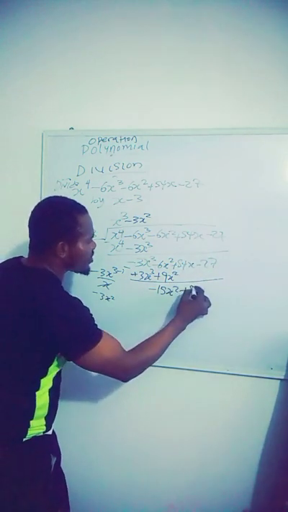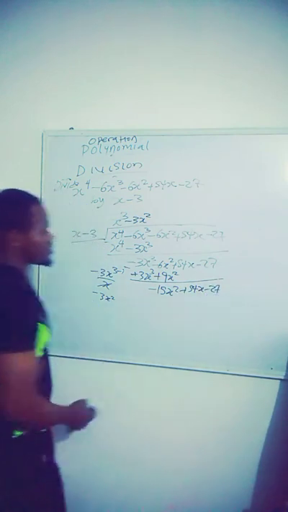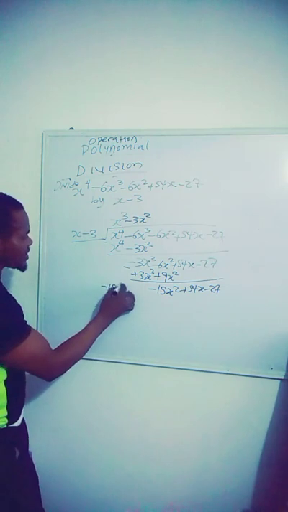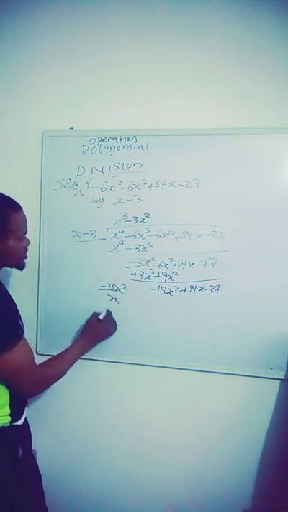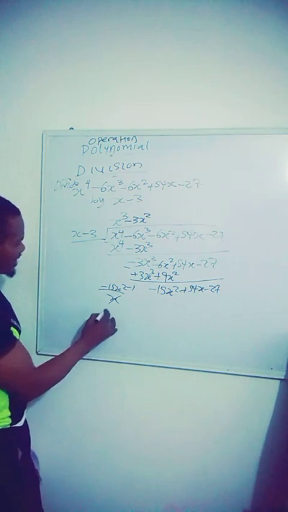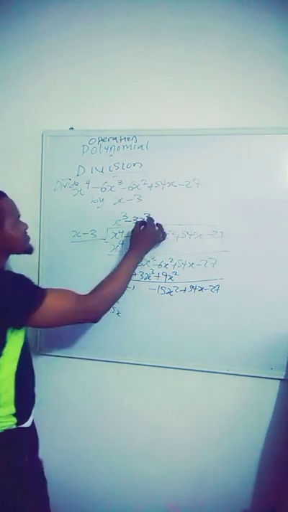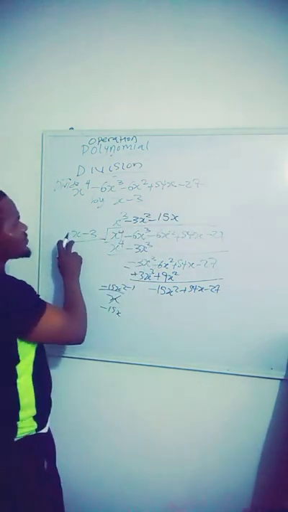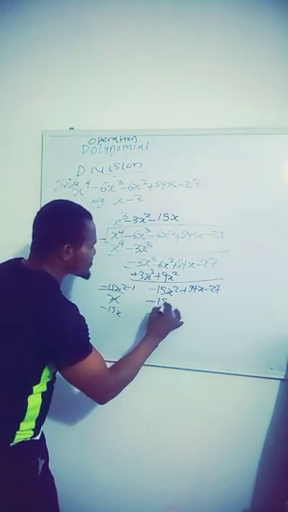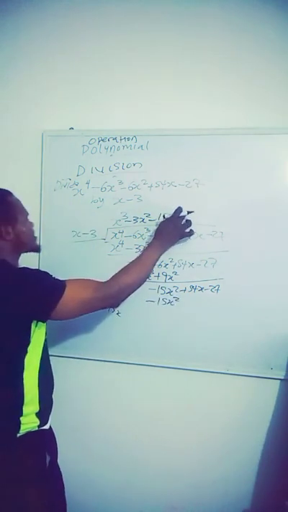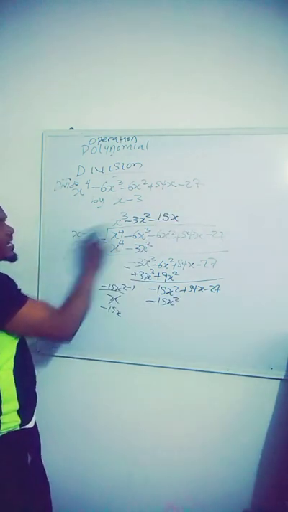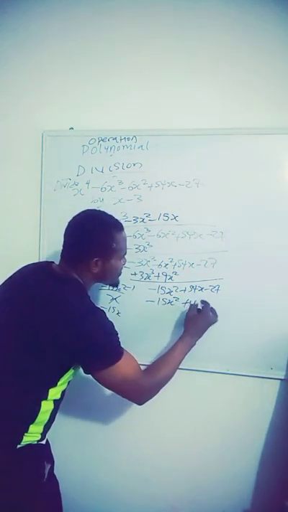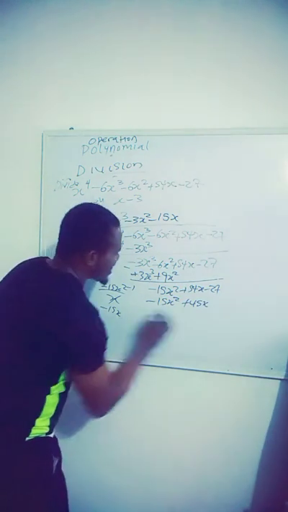So that is plus 54x minus 27. So you go again. This divided by this. That is minus 15x squared divided by x. So x will take away 1 from here. You are left with minus 15x. So minus 15x times x. That will give you minus 15x squared. Minus 15x times minus 3. That is plus 45x. Plus 45x. Then that is what we have.